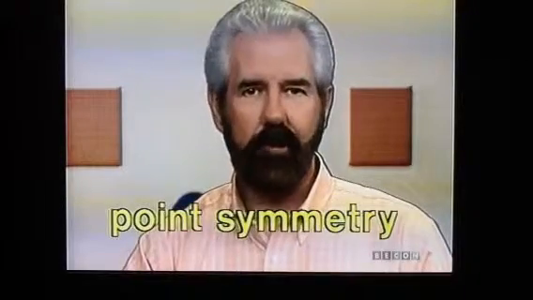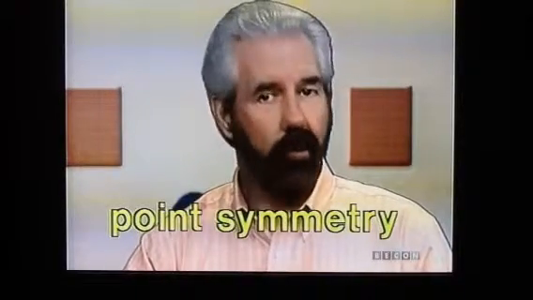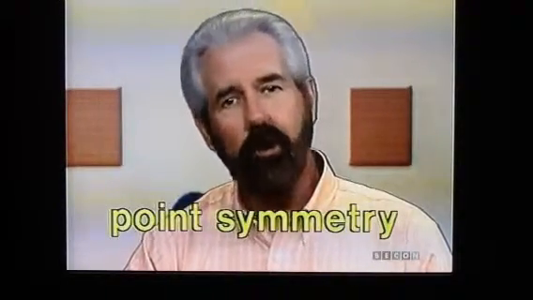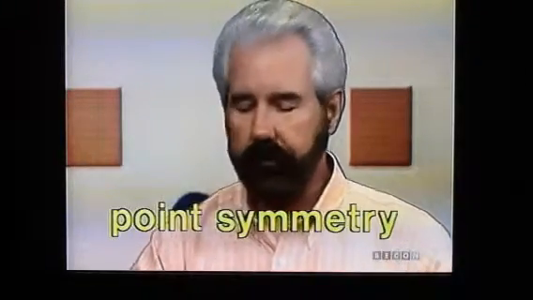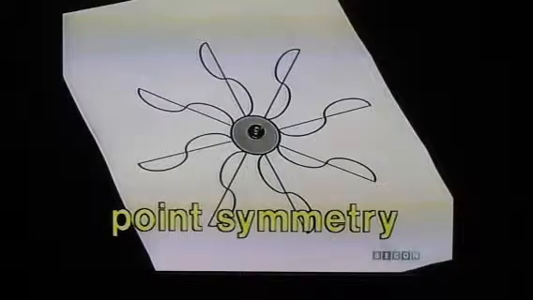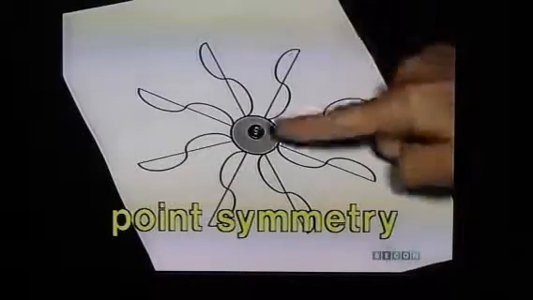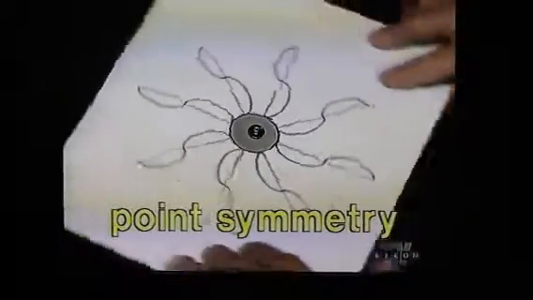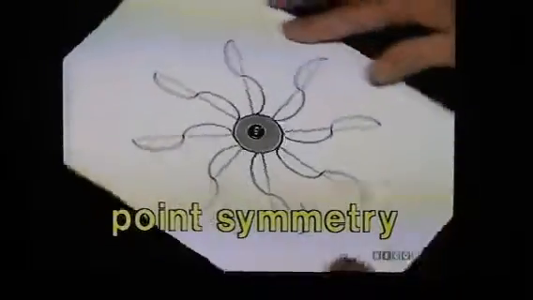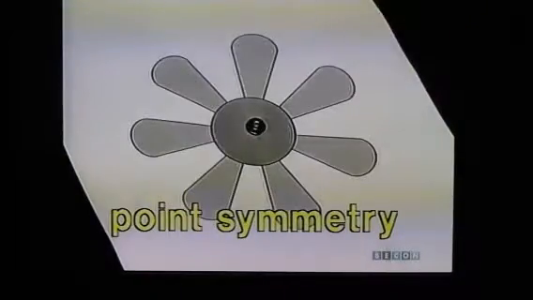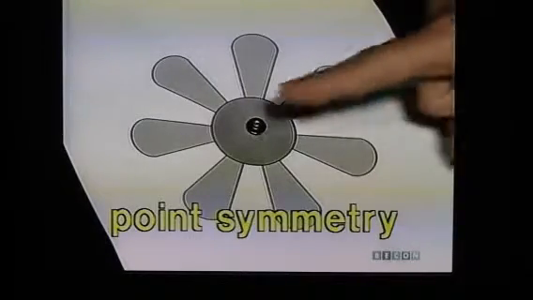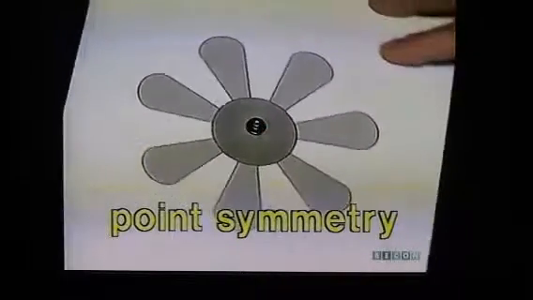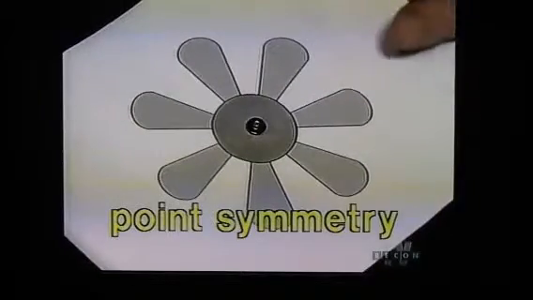There's another type of symmetry called point symmetry. Point symmetry is created when an object is turned about a central point and it looks the same with each turn. Each time I turn this figure about this central point, it looks the same. See? Here's another example. When I turn this figure about a central point, I again have a point of symmetry.